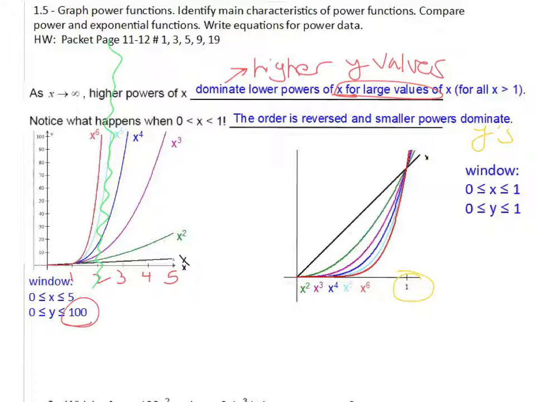So again, it's the same graphs. The black one is x, and then we've got x squared, x to the 3rd, x to the 4th, x to the 5th, and x to the 6th. And what you'll notice, let's say approximately here at a half, the value at x squared is higher than the value at x to the 3rd. So 1/2 squared is going to be greater than 1/2 cubed. That y value is greater.